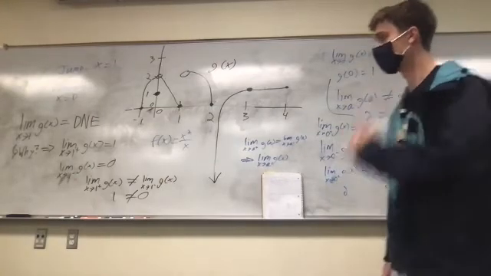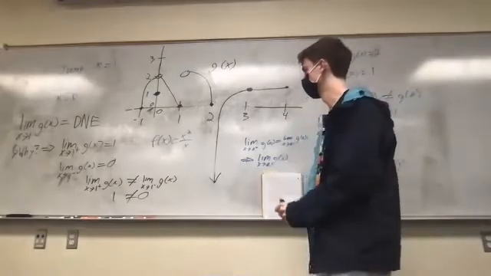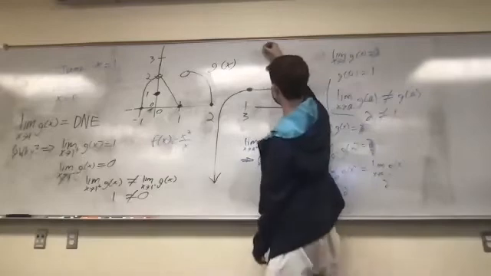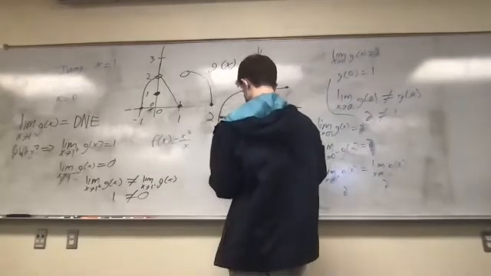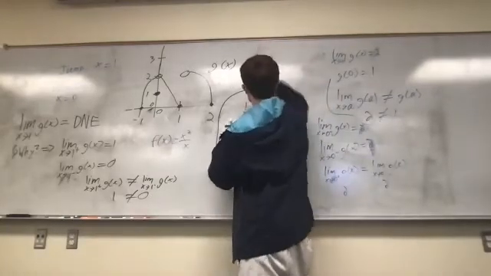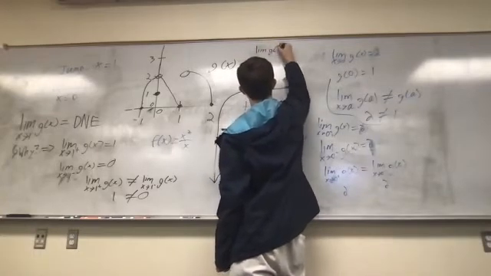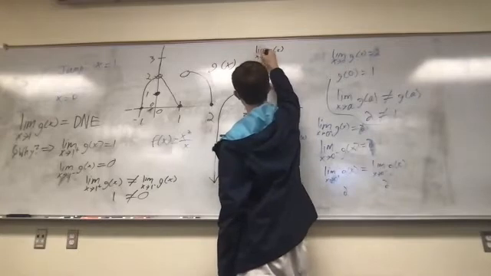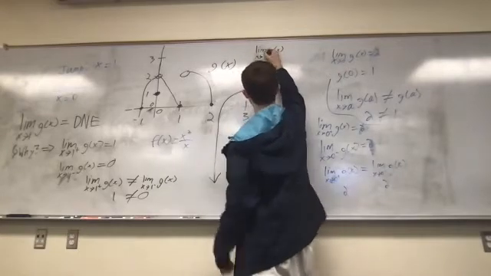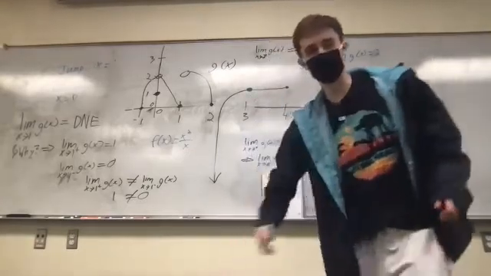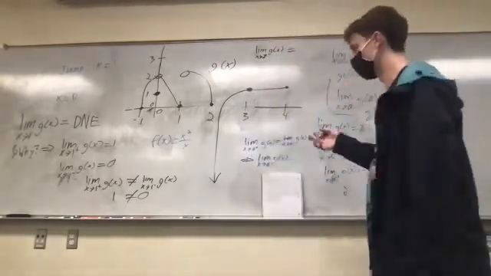So, with regards to the infinity thing, if I were to write the limit of g of x as x approaches 2 from the right, and I'm not sure if we've gotten to this in lecture yet, but what would that be?